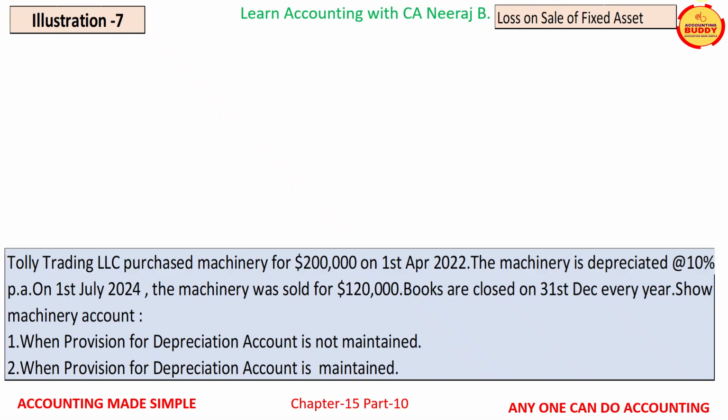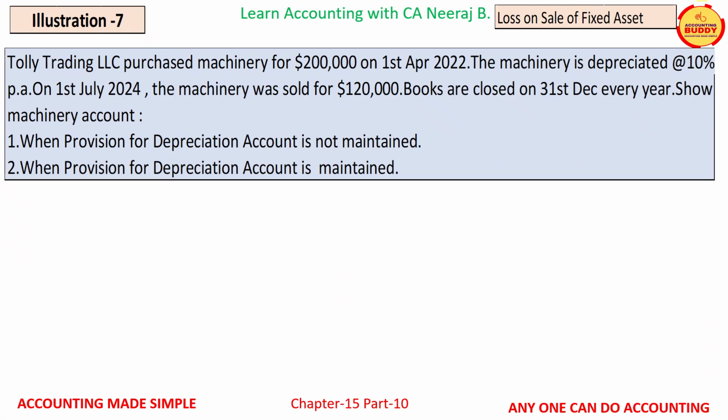Illustration number 7 is on your screens. Tuli Trading LLC purchased a machinery for $200,000 on 1st of April 2022. The machinery is depreciated at the rate of 10% per annum. On 1st of July 2024, the machinery was sold for $120,000. Books are closed on 31st December every year. Show the machinery account when the provision for depreciation account is not maintained and when the provision for depreciation account is maintained.